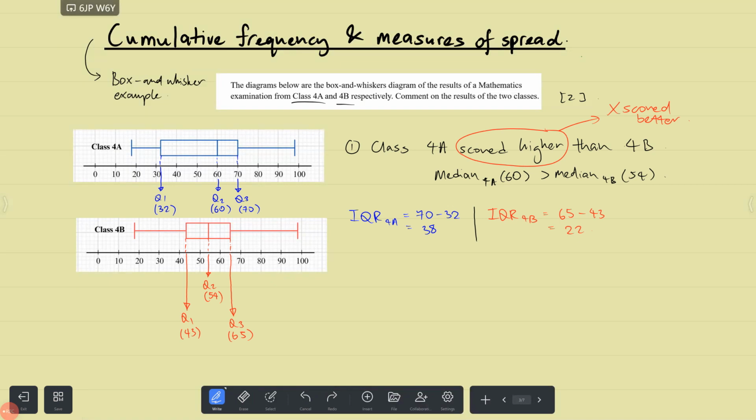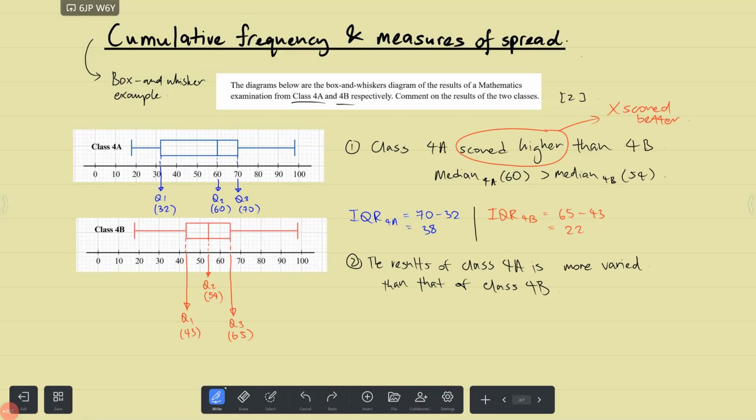Right, so what can we comment from here? Well, it's also visually true. You can look from the box and whiskers which is more widespread, but calculating the interquartile range will show you evidence of which class has more widespread or more varied or more consistent results for the mathematics exam. So here's a comment. The results of class 4A are more varied than that of class 4B.